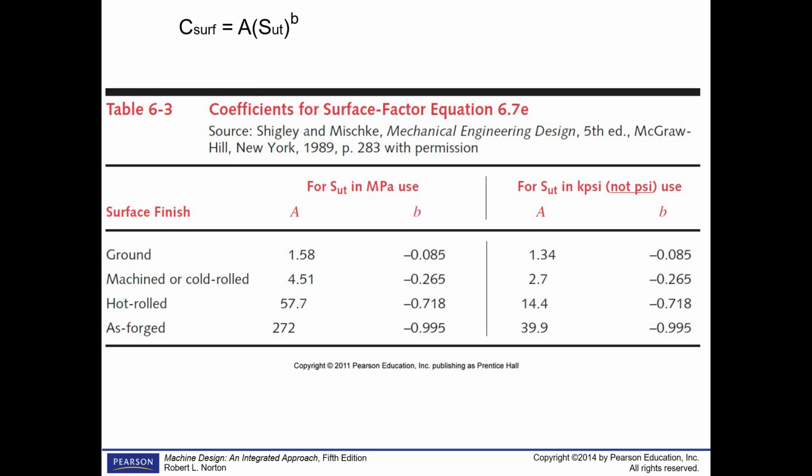Next we'll use this table and equation to evaluate C surface. We have the material, it's machined, so we'll use 2.7 and negative 0.265, so we'll substitute here 2.7. Remember, SUT has to be in KSI, not PSI, so it has to be 108 to the power of negative 0.265. And that would be 0.781.